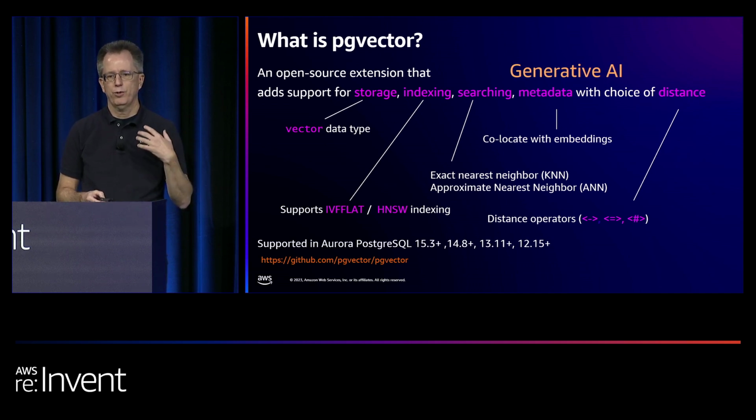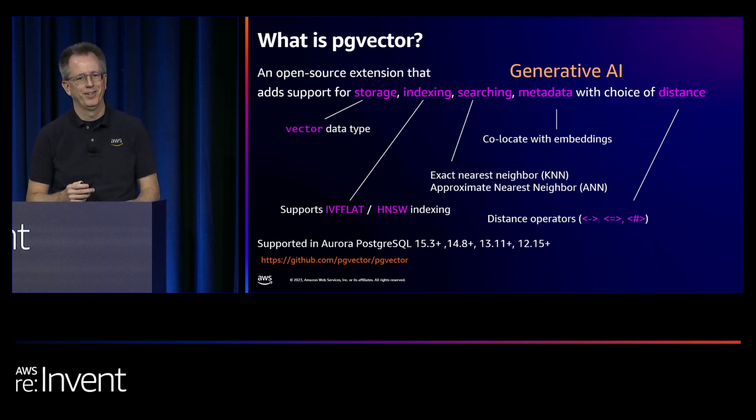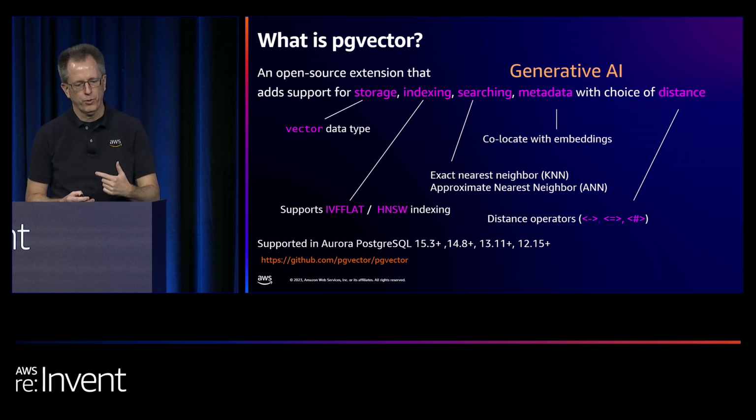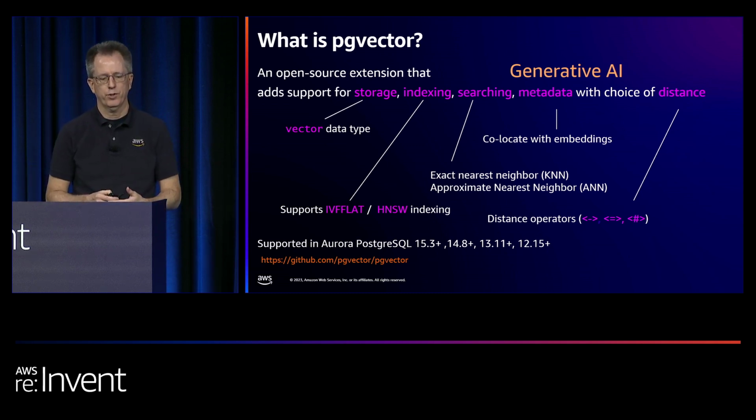So this allows you to use your favorite database, Postgres, now with your new demands from your business around generative AI. And you can see the versions that are supported there. Basically, all of our latest versions support it. And if you want more details on that project, because it's evolving very quickly, you can look at the GitHub page.